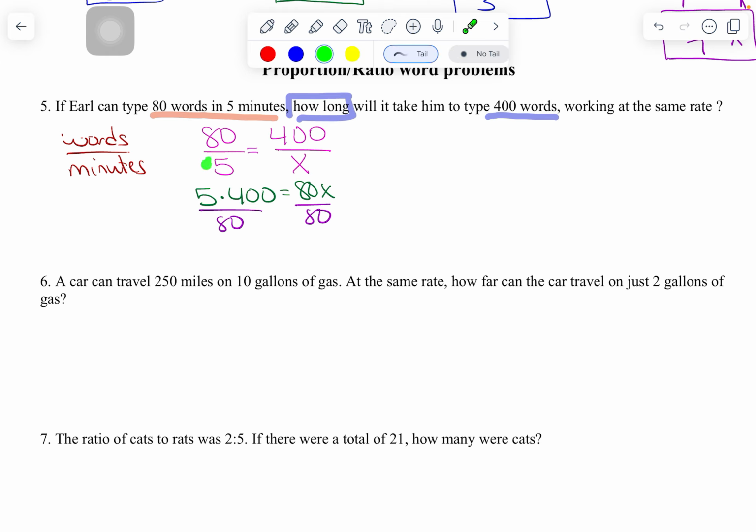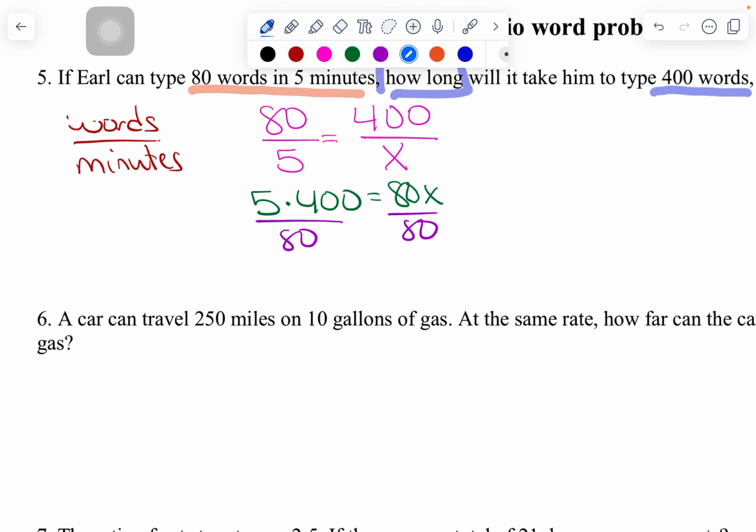So what did I do? I took 400 times 5, but I just wrote down 400 times 5. And then on the other side, I have 80 times x. So there's my crosses, so 80x. And then to get x by itself, I divided both sides by 80. Okay. And what I'm going to do is simplify this mess before I do any kind of multiplication.